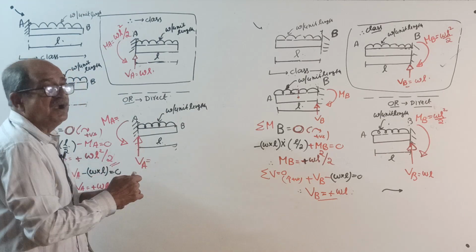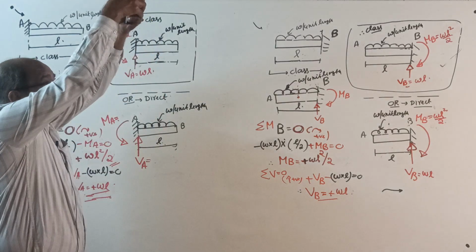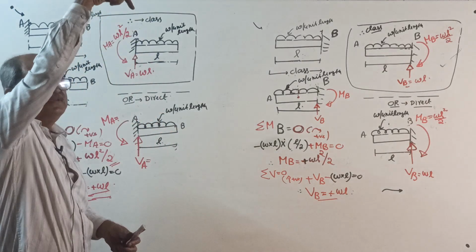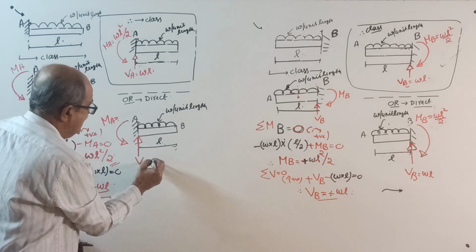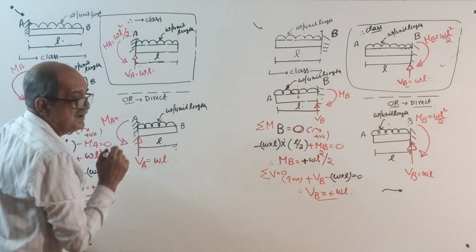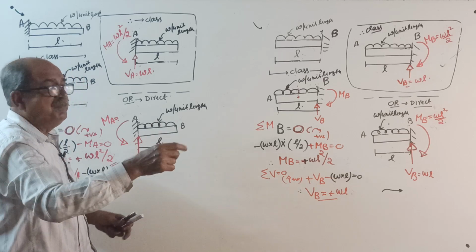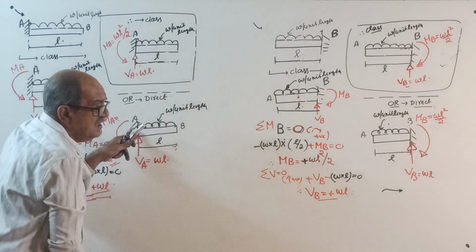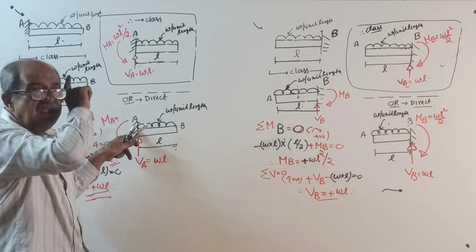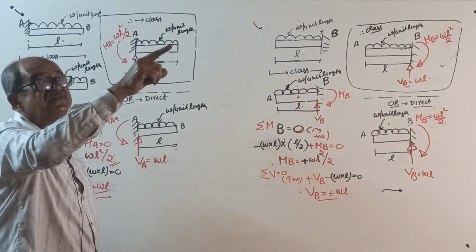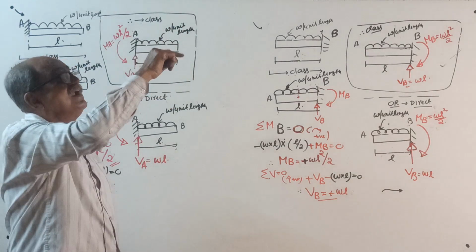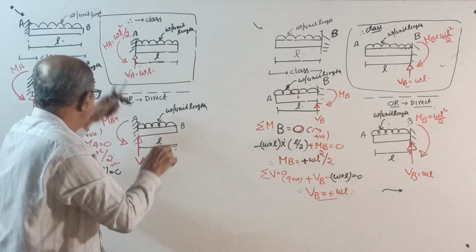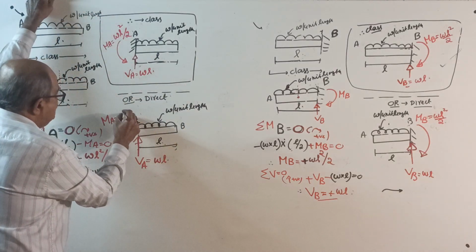See here. What all I tell you straight. First, vertical equilibrium. Total downward load W into L is the downward load. Balancing W into L is the reaction. Moment equilibrium, moment about fixed end. W into L is the total load into L by 2, W into L into L by 2, WL square by 2. These you should write.